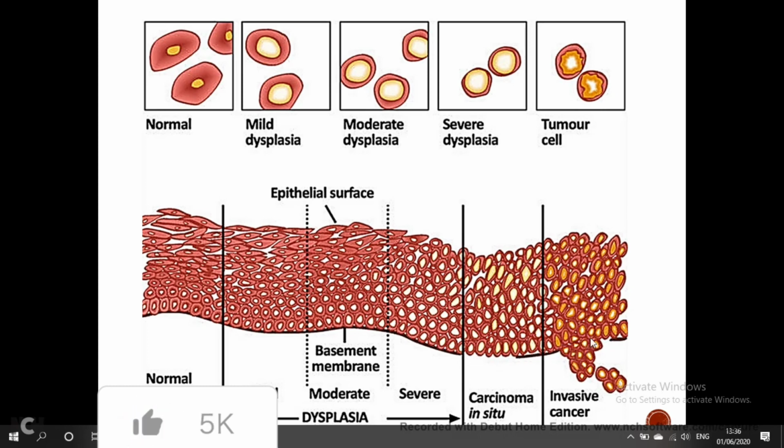Whenever the basement membrane breaks down, and the tumorous cells or the bad cells start invading the dermis or the basement membrane, the surrounding tissue, it becomes an invasive cancer. You can also see the tumor cell morphology in this picture, which is really bad. We will discuss this morphology in detail, but try to grasp the concept right now. What is mild dysplasia, moderate dysplasia, carcinoma in situ, that is severe dysplasia, and then invasive cancer.